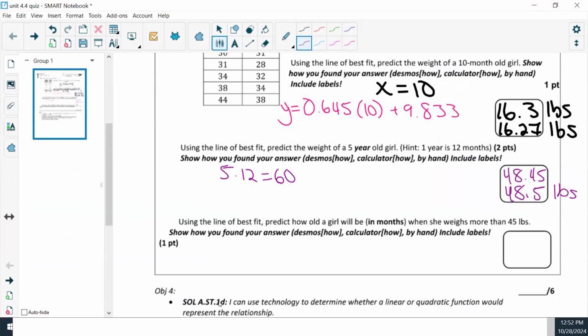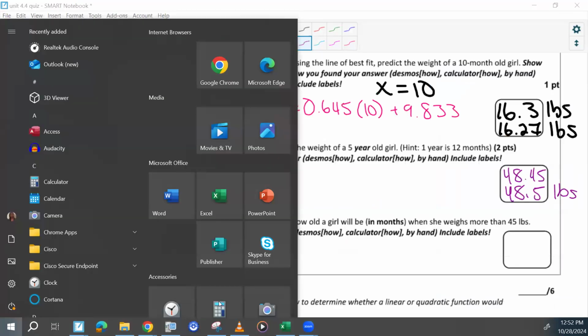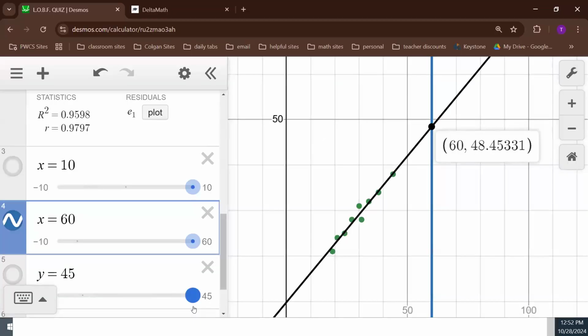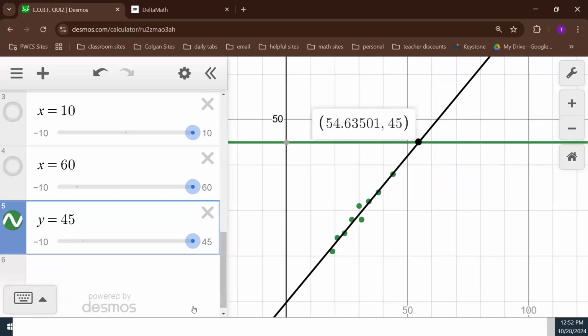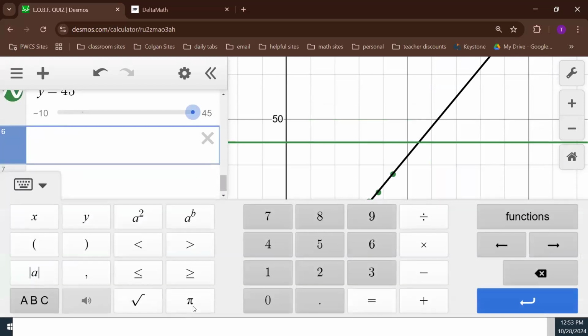And then for the last one, how old will a girl be in months if she weighs more than 45? So if you were using Desmos, you would type in 45, but then I'm gonna have you look at something else. So this is exactly at 45. So I would want to go as close as 45 as I can get, a little bit over. So I could go 54.64, and that would be a little bit over, just so you see that.